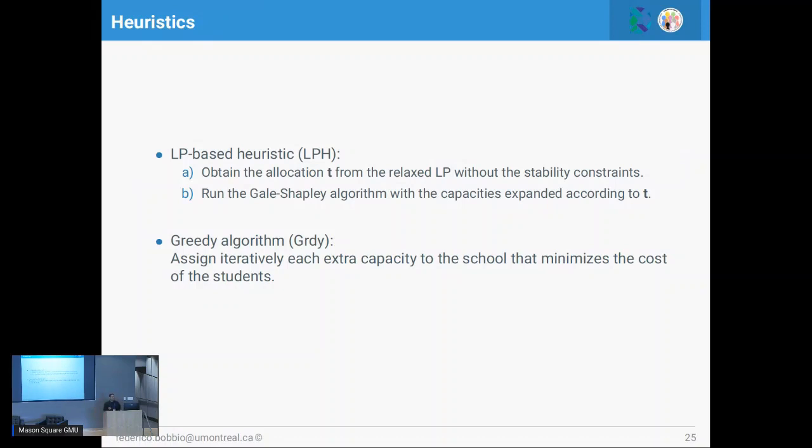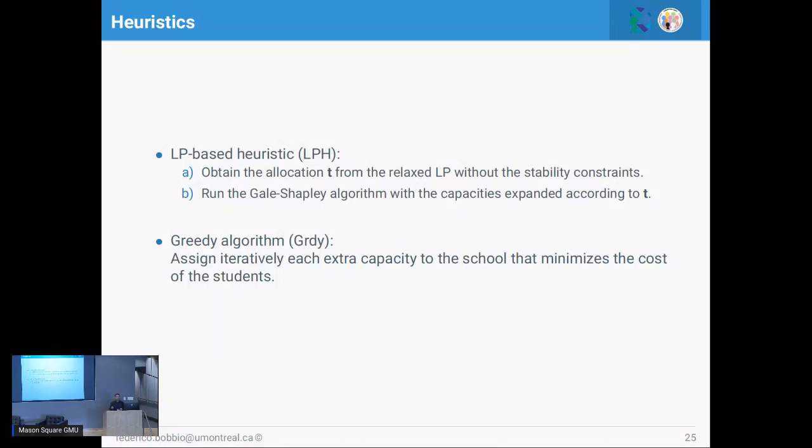The first one is a kind of LP-based heuristic, meaning that we take the original model I showed you before. We relax it from the stability condition, meaning we take out the stability constraints. And from it, we get an allocation vector. Basically, we get an allocation vector from a facility location problem. With that allocation vector, we expand the instance, and then we run the Gale-Shapley algorithm, the deferred acceptance one.